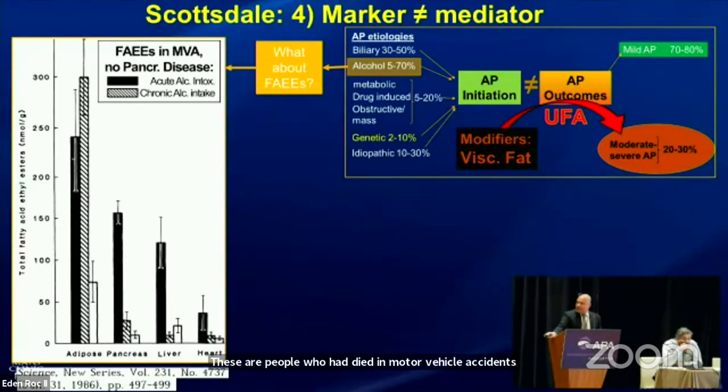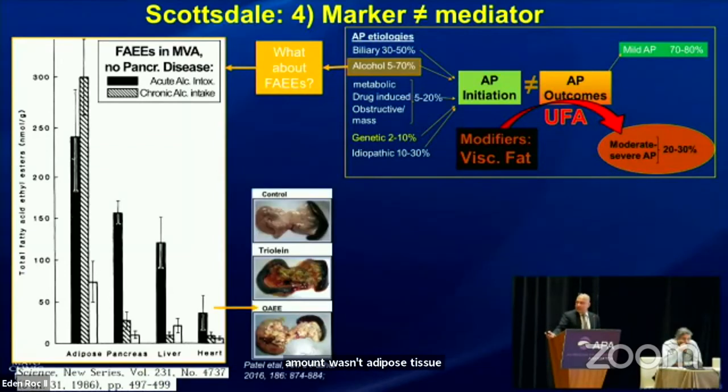And in the black bars are the people who were acutely intoxicated, not chronic alcoholics. The hashed bars are those who were chronic alcoholics, but did not have pancreatic disease. And the white bars are the ones that were not intoxicated and had no alcohol history. And what they reported in that paper was that the highest amount of fatty acid ethyl esters was in the adipose tissue. In the acutely intoxicated, it was in the pancreas, but the highest amount was in the adipose tissue. And we had tried to understand this previously, about what the role of these is.